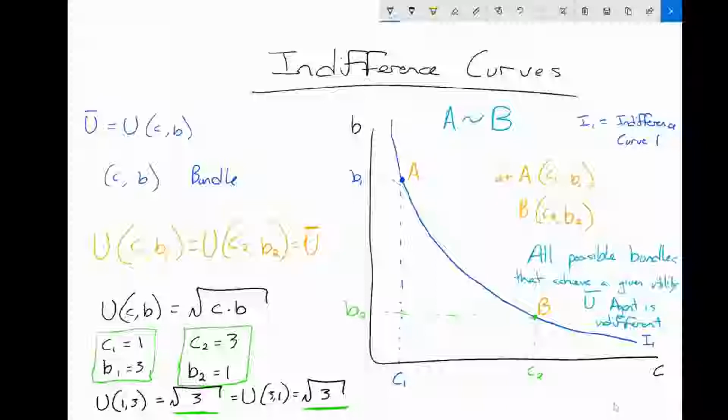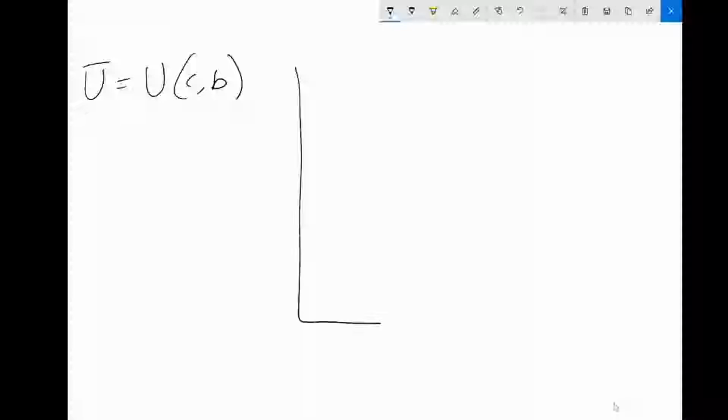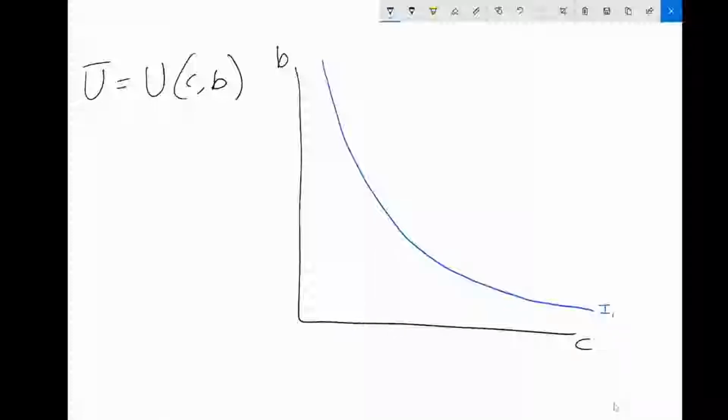Now let's press this forward, and let's try to understand why this can be interesting. First, I'm just going to erase it all and start over, so it's something clean. All right, so indifference curves, utility function, coffee and bagels. The indifference curve is all the possible combinations of coffee and bagels that give me the same amount of utility. So we'll call this indifference curve 1.